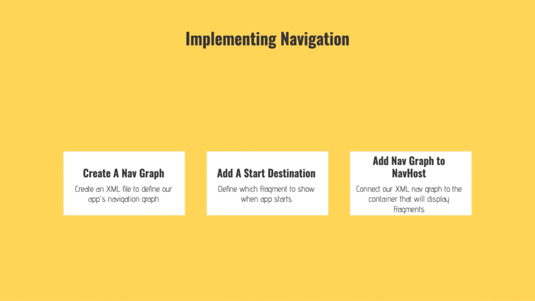So to start, we will create a nav graph. And the nav graph, like I mentioned, is an XML file where we can define destinations, actions, arguments, animations, things like that. Then within that graph, we will add a start destination so that the graph knows which fragment to show when it is started. Then we will add our nav graph to the nav host so that we have a place to put these fragments. And in our app, that nav host will live within our main activity layout file.